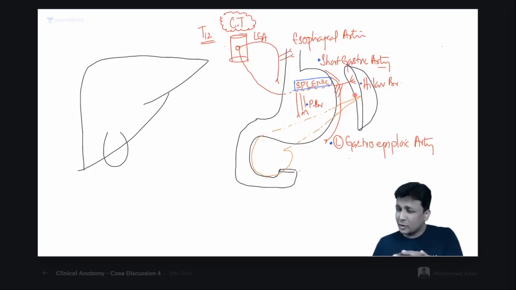That is why I told you it is moderate level. It is not that easy, and not that difficult either, right? I think we are done with 2 branches here. One is the left gastric artery, done. Another is the splenic artery, done. Any doubt till here? Any problem till here? Please confirm.